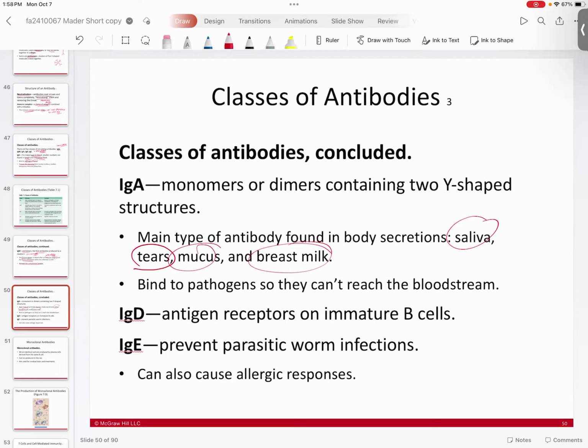And IgAs are a really nice addition to what the baby is already making, because remember we said the baby's already making IgMs, and now mom gives the baby IgAs in addition to that to help further bolster the baby's early immunity.